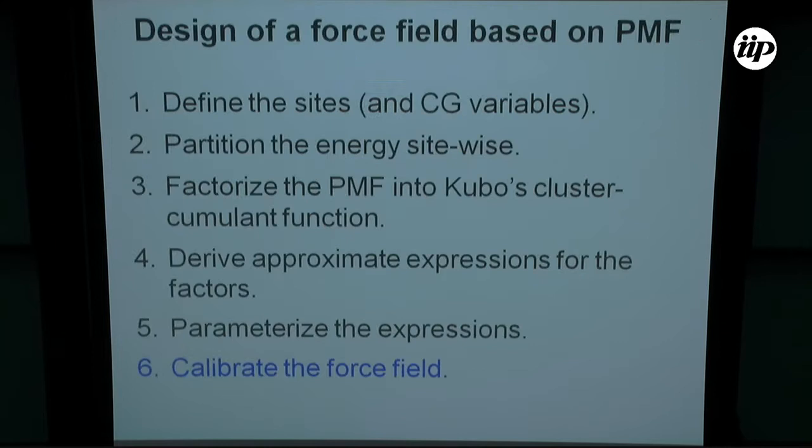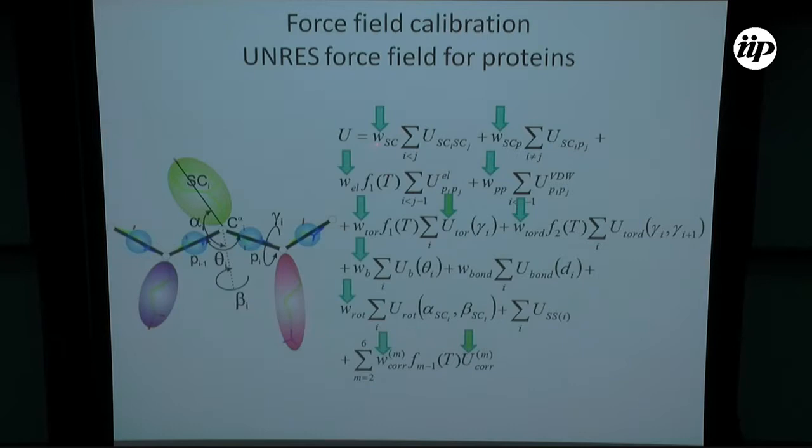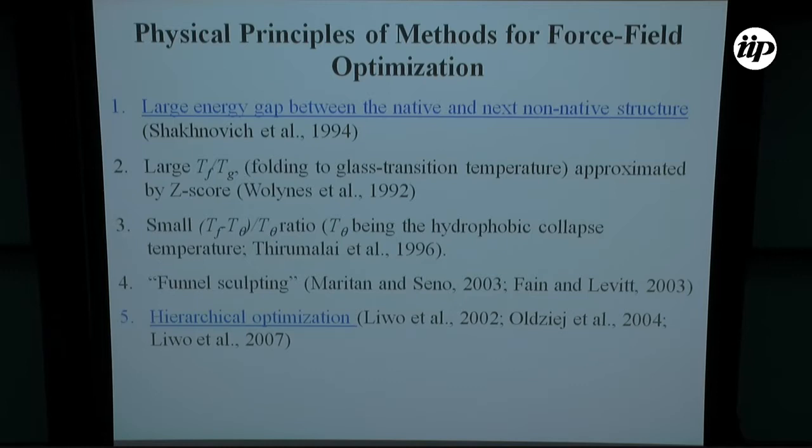Okay, so let me move quickly to the last step, the calibration of the force field. The targets for calibration are in the UNRES force field, which Tarek already presented. So basically, the primary targets for calibration are the weights of the energy terms. We should fine-tune them to make a protein fold, a training protein fold. And there are many approaches. Probably the earliest one was that invented by Crippen and Snow, which maximizes the energy gap between the native structure and non-native structure.